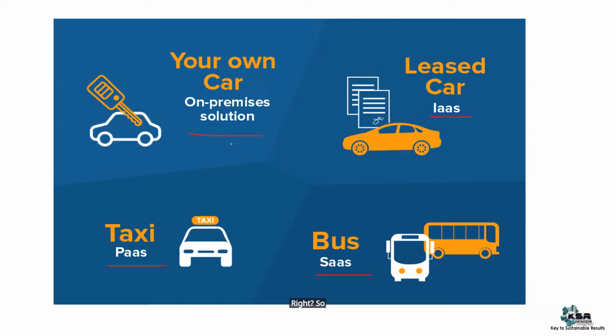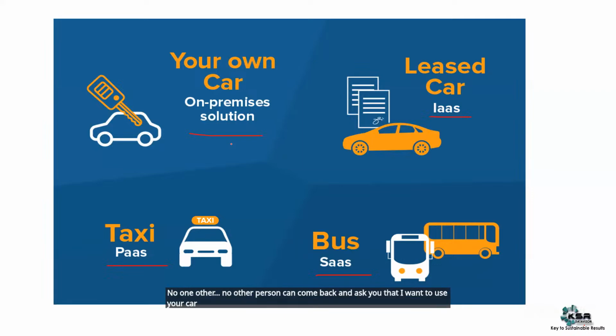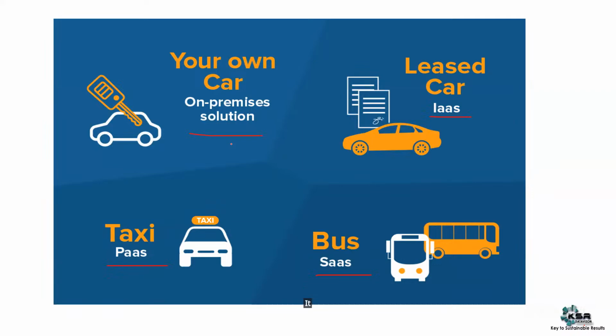If you own your own car, that means you have your own device, you use your own car. That is your own vehicle. No other person can come and ask you, I want to use your car, because it is owned by you and managed by you. That is why it is called on-premise, which you completely manage yourself.